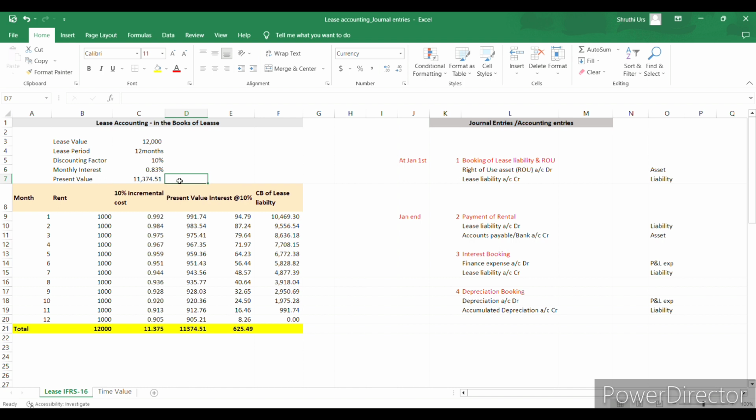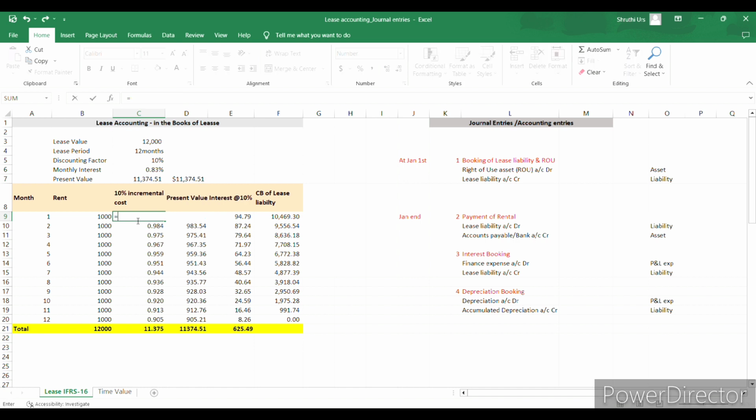To calculate the present value, we have two methods. One directly from the Excel formula, that is NPV, interest rate, and the lease rent. So 11,374. And the another method is tabular method where we can calculate with the help of present value formula.